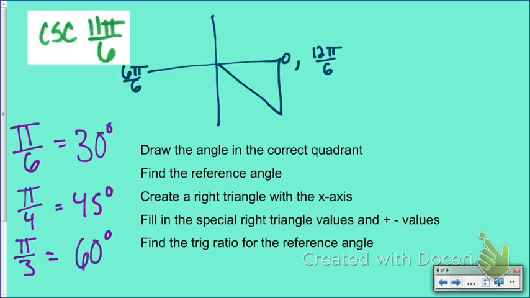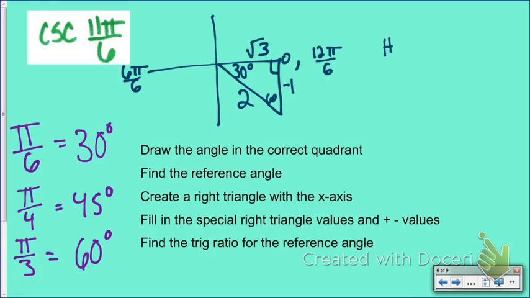I draw my triangle with the x-axis, and I know my reference angle is pi over 6, which we know is 30 degrees. So any pi over 6 radian value has a reference angle of 30. Once I have that 30 filled in, I can just fill in the rest of my triangle. Across from 30 is 1, across from 60 is root 3, and across from 90 is 2. Now once my triangle is filled in, I got to fill in my positives and negatives. The only negative I should have is the 1, which means now I can find my cosecant ratio.